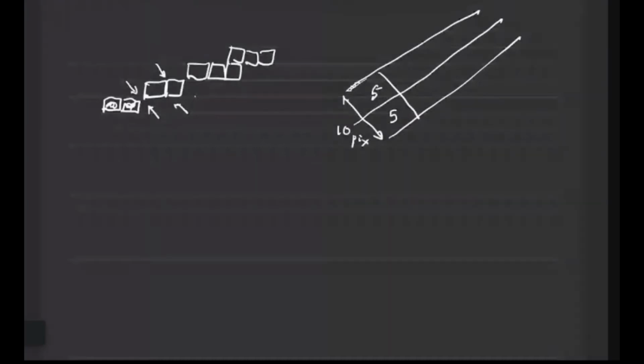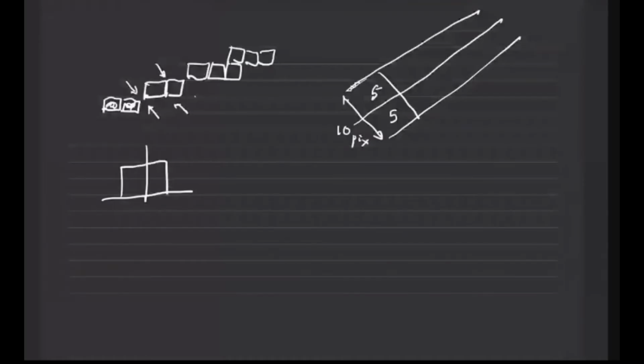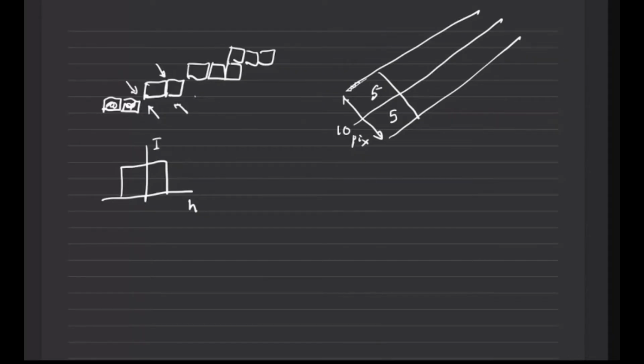a square wave, which is basically the line thickness. If I plot the line thickness, if I call this h and I call this intensity, this is the line thickness equation. And if I take this function into the frequency domain, it becomes a sinc function.